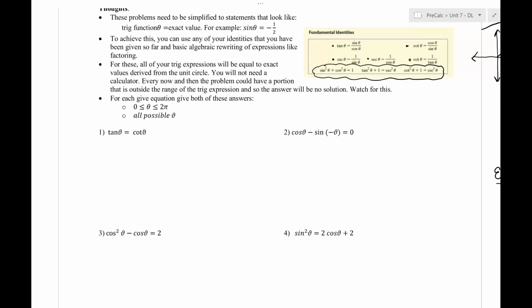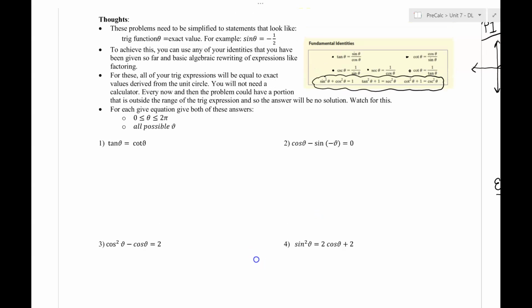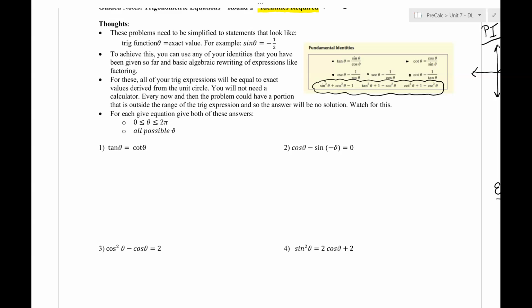The first one we have is tangent of theta is equal to cotangent of theta. Now there's 4 bullet points up there. Definitely read through them. The last one's the most important for us right now: for each equation we're going to be asked to give 2 different types of answers. And basically what those bullet points are saying is that now you might have to use the identities. Definitely read through them. So, tangent theta equals cotangent of theta.